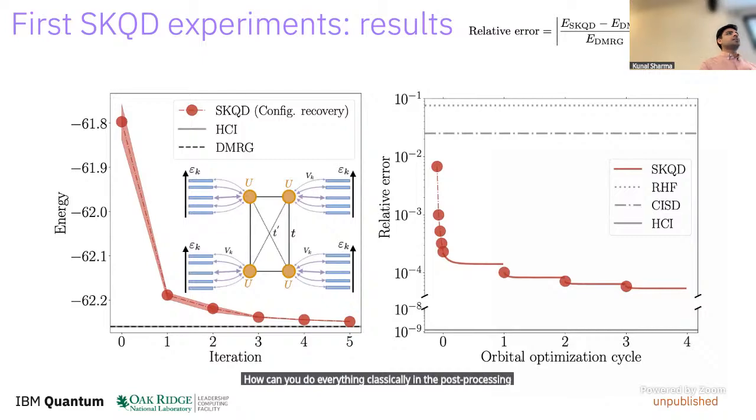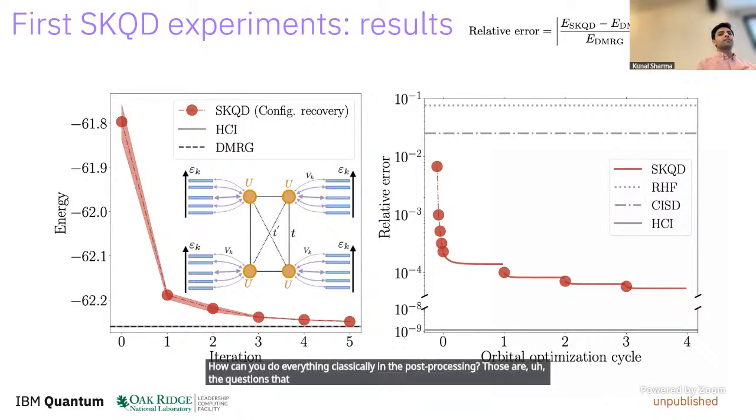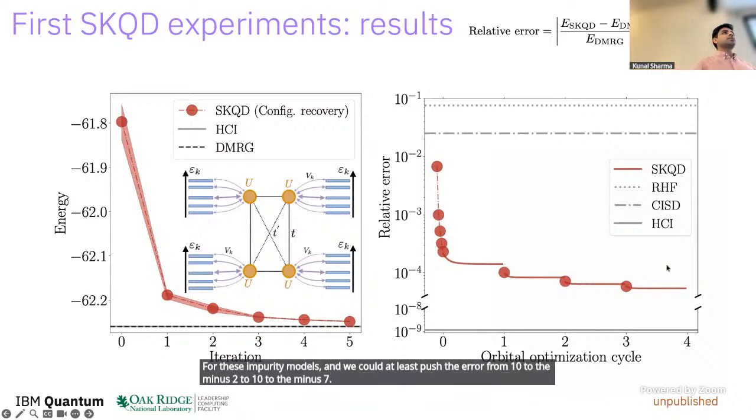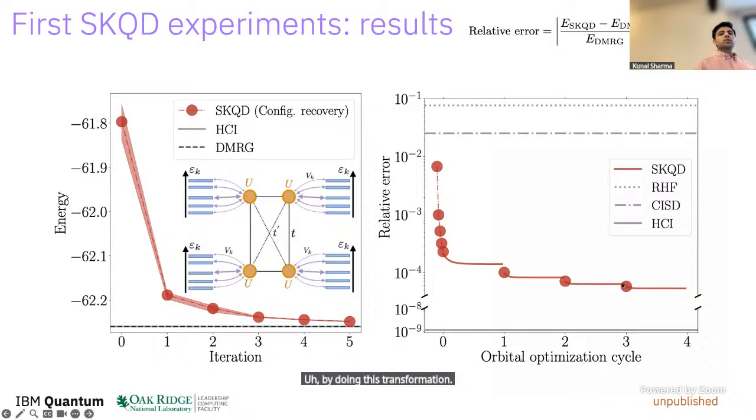Those are the questions that we can discuss afterwards. But we do such a thing for these impurity models, and we could at least push the error from 10 to the minus 2 to 10 to the minus 7 by doing this transformation. So at this point, if you ask me, is it sparse in the computational basis? The answer is no.